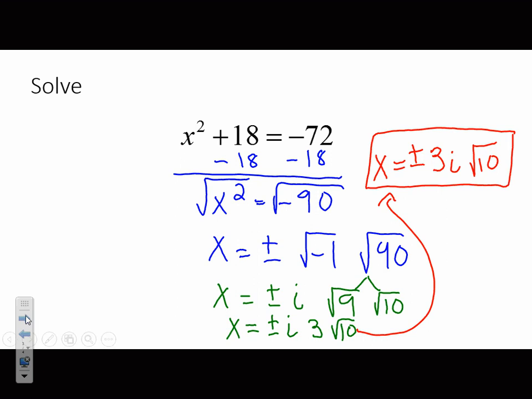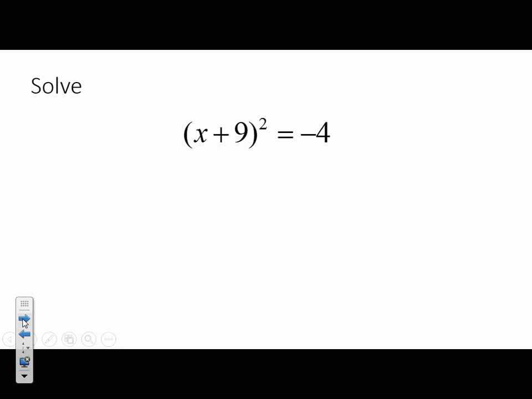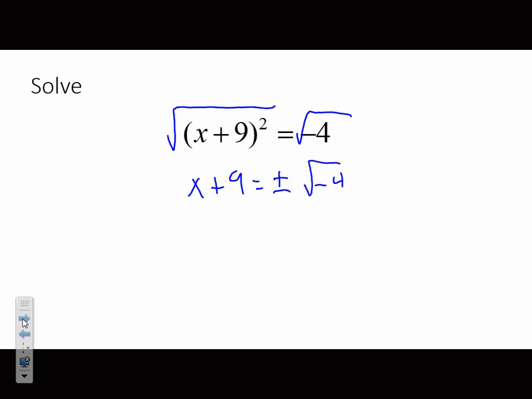All right, here we go. On to our last example. We have to be a little bit careful with this one, so let's watch here. To get rid of this square, we're going to take the square root right away. And we're going to get x plus 9 equals plus or minus the square root of negative 4. Now, we want to get rid of that negative, so we're going to write it as x plus 9 equals plus or minus square root of negative 1, square root of 4.